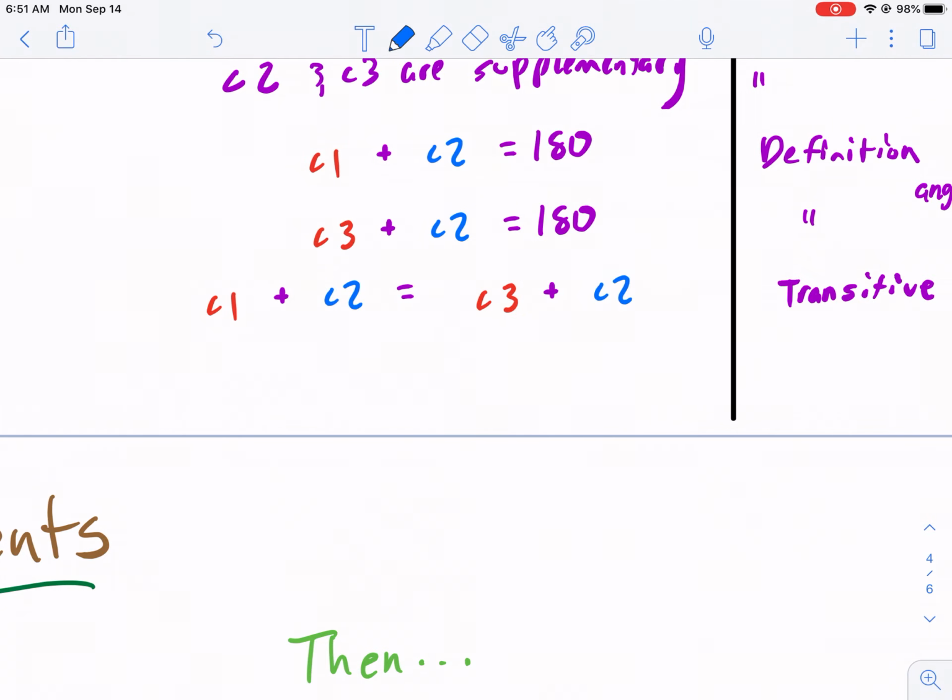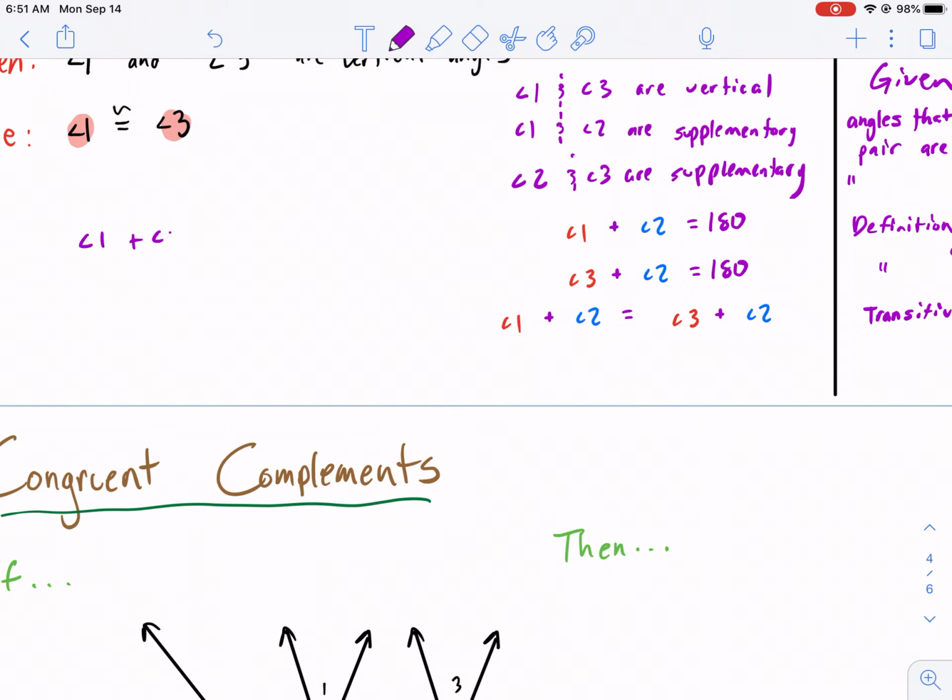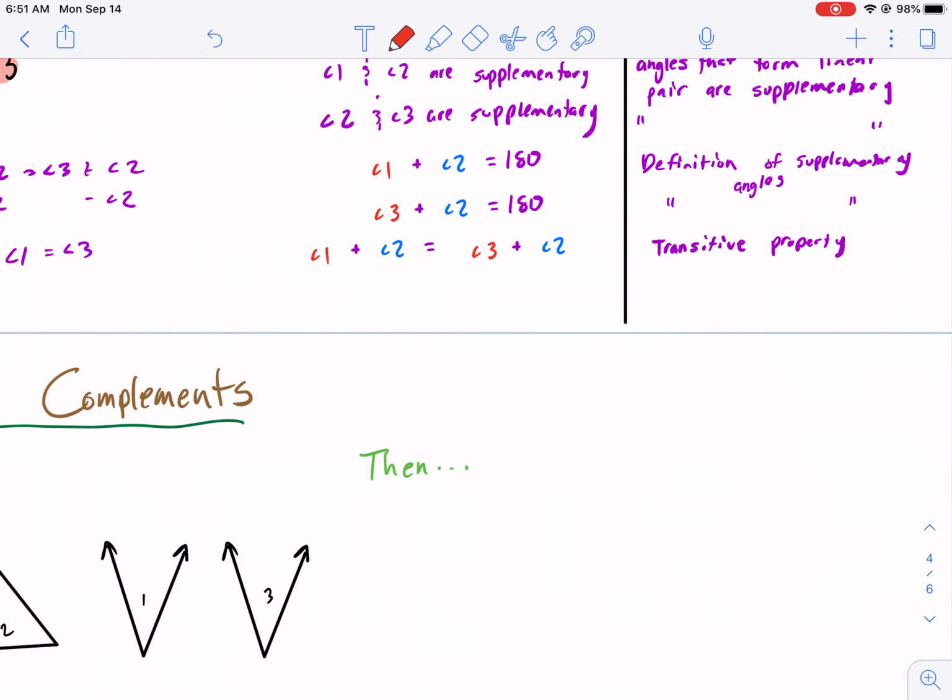Well, if you were to do this with math, we'd have angle 1, let me use a different color, angle 1 plus angle 2 equals angle 3 plus angle 2. What would you do? You just want to get rid of angle 2 from both sides. And what happens? You get angle 1 is equal to angle 3. So that's really all we need to do. It's just algebra at this point. We can just subtract angle 2 from both sides as I demonstrated here. So eventually we get angle 1 equals angle 3. And what do we use? We use the subtraction property of equality.